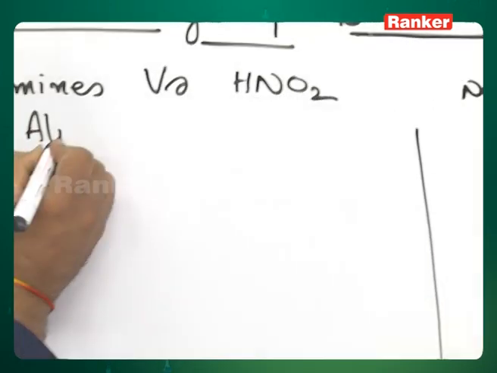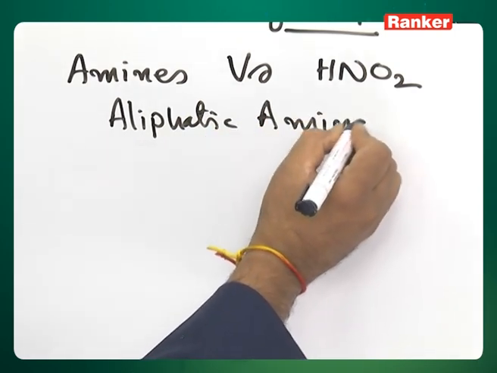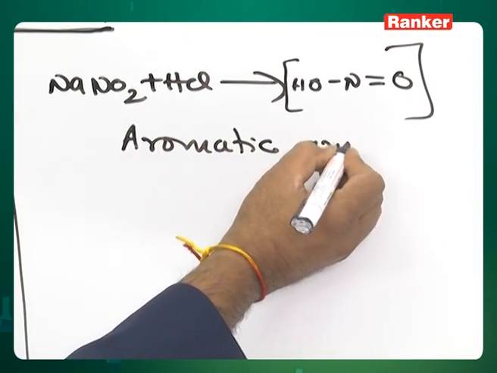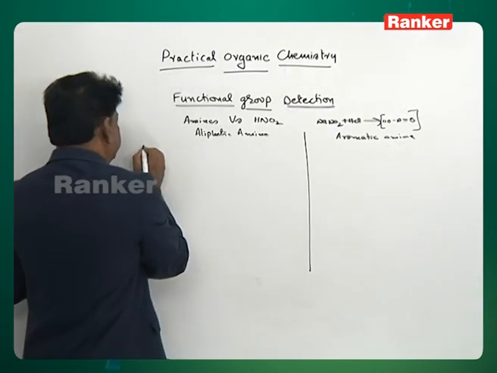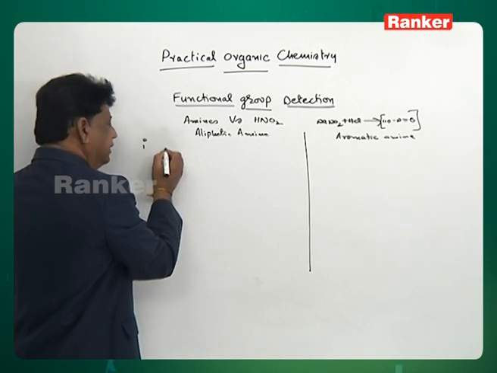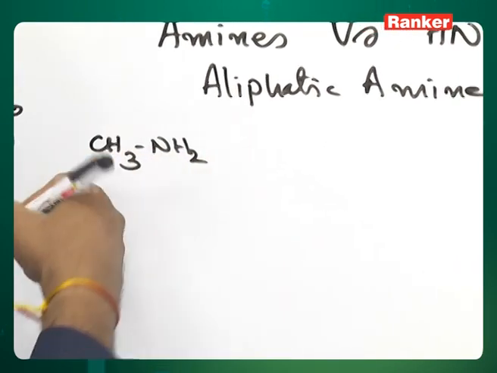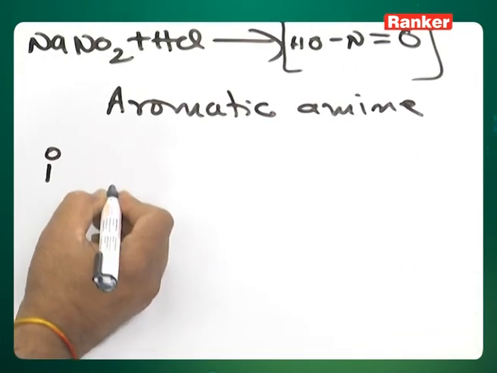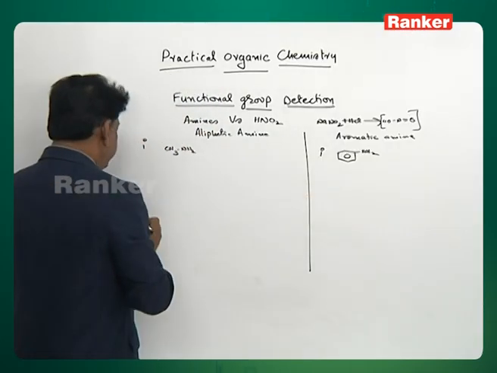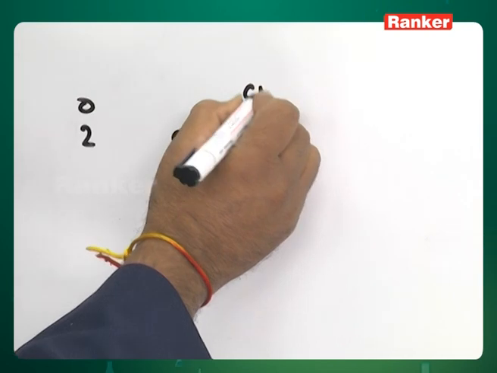One side we will take aliphatic amines, the other side the aromatic amines. In the aliphatic there are 3 varieties. That is aliphatic 1 degree amine, let us take an example of methyl amine. Now, aromatic 1 degree, an example of aniline. Okay. Now, the aliphatic 2 degree, dimethylamine, methyl, N and methyl.